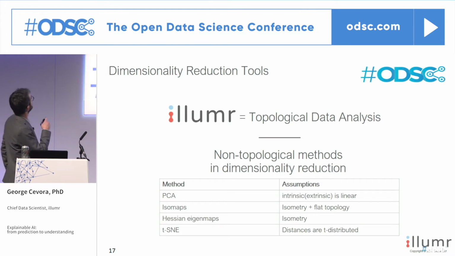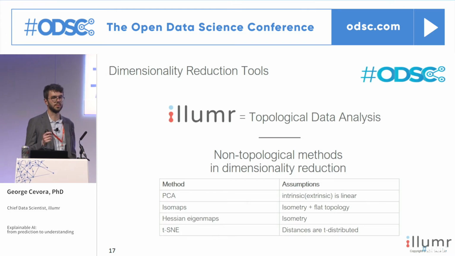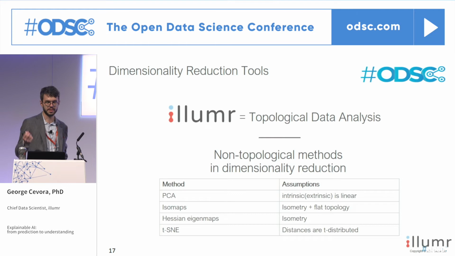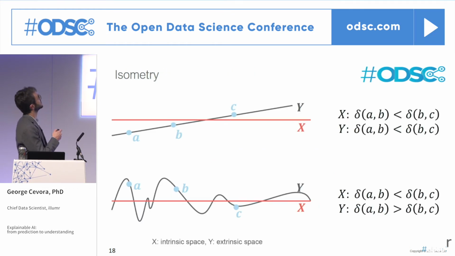Then I will go actually to the end of the list. t-SNE, that is a pretty good and very popular method of reducing dimensionality. The assumption it makes is that the distances between points in your data set are t-distributed. And we will see in a little bit what that actually does to your data. Other methods are Isomap and Hessian eigenmaps. These assume isometry, and let's talk about that.